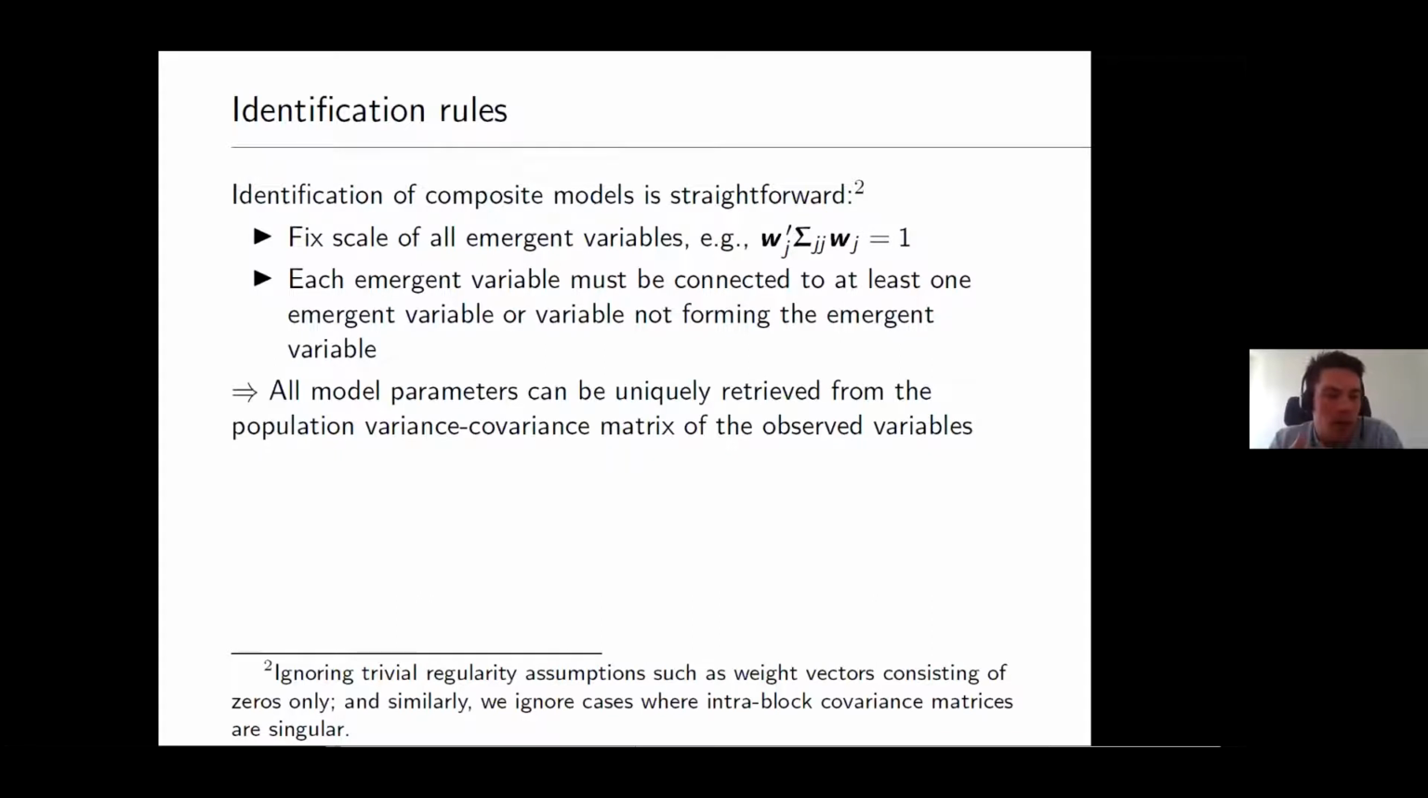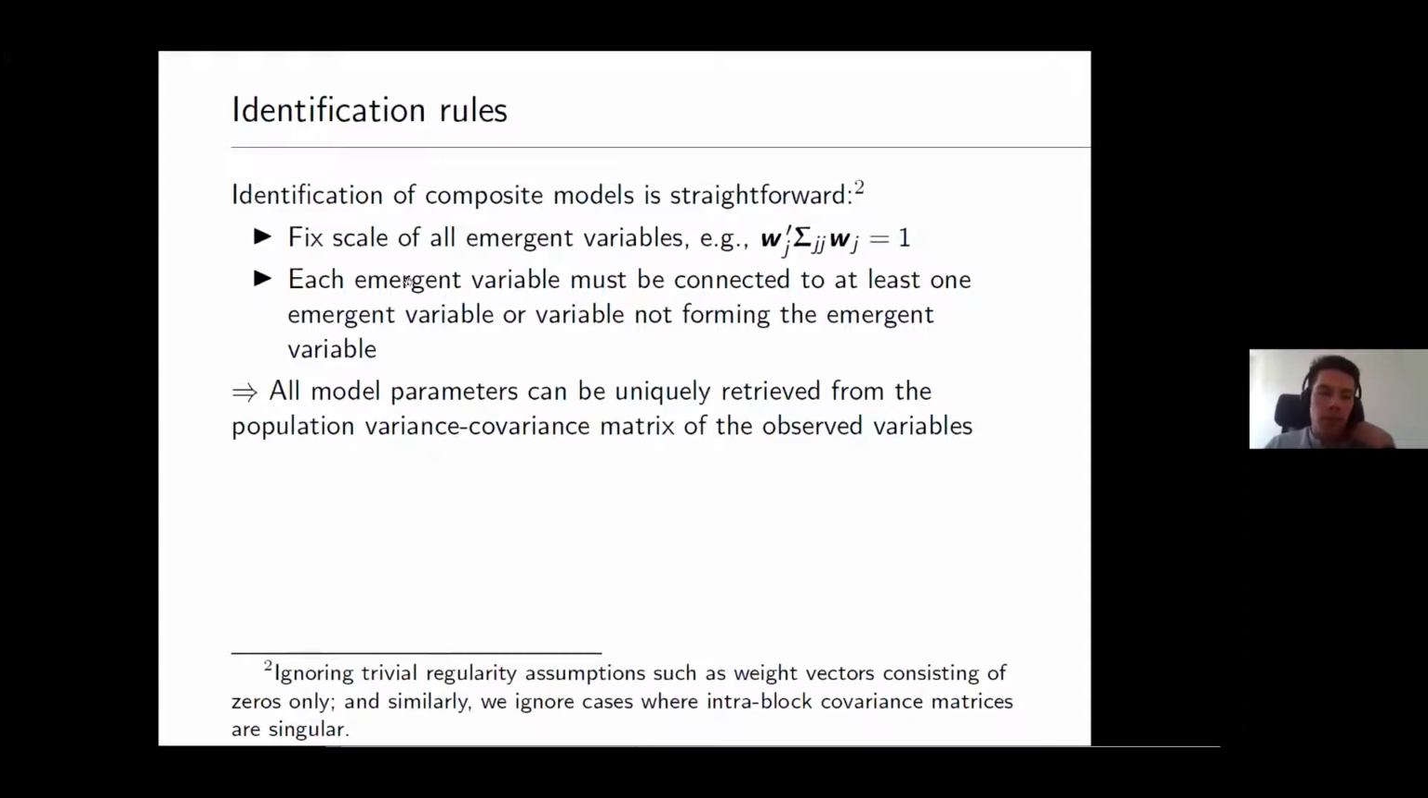And in the context of CCA, where we allow the emergent variable to be correlated with other variables, model identification is rather straightforward. So the first thing that we need to ensure is that the scale of the emergent variables is fixed. We can do that by fixing one weight, or by scaling the weights in such a way that the variance of the emergent variable is equal to 1. This is usually the approach taken in the context of partial least squares path modeling.